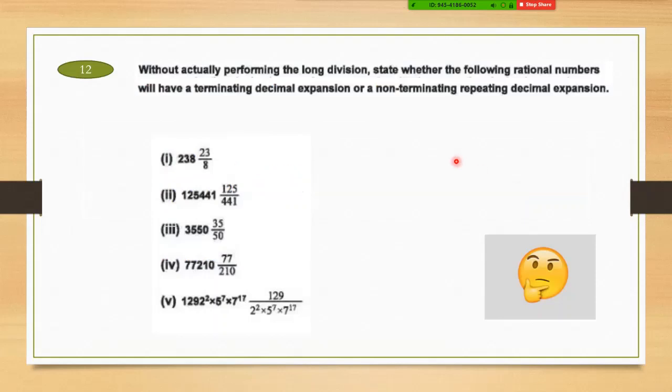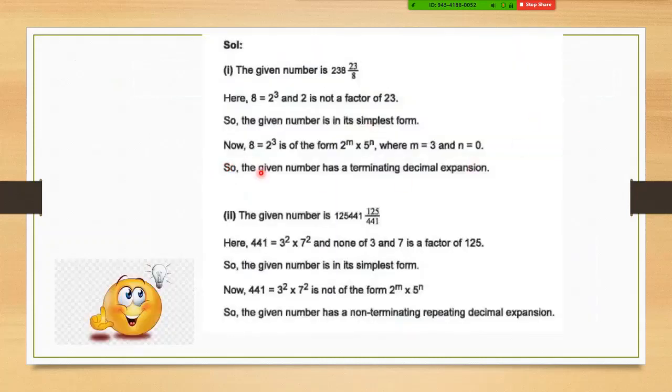Now look at these questions. Without actually performing the long division, state whether the following rational numbers will have a terminating decimal expansion or a non-terminating repeating decimal expansion. So as I said, what do we have to check in the first question? We have to find the prime factors of 8. What are the prime factors of 8? Come on, fast. 2 cube. So it is in the form of 2 to the power of m into 5 to the power of 0. So it's perfect. Yes, it has a terminating decimal expansion.